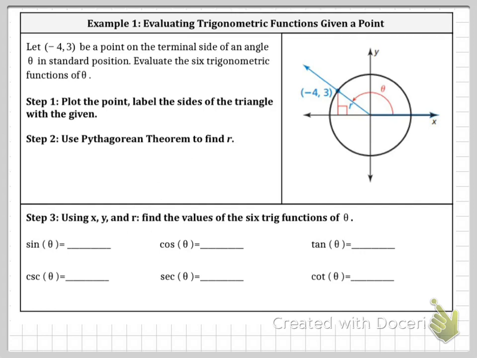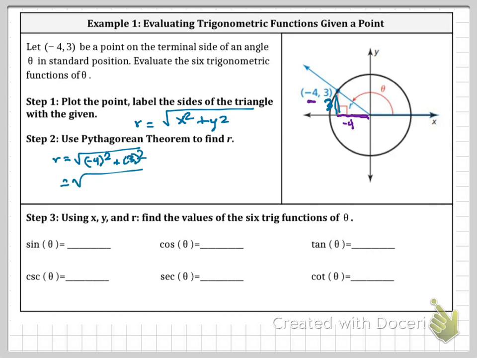Thinking about negative 4, negative 4 is our x, and that is this leg right here. Therefore, 3 is going to be the height, which is right here. Here is 3. That's our y value. In order to figure out the hypotenuse, or our radius, we're just going to use the formula we used earlier, where r equals the square root of x squared plus y squared. So r equals the square root of negative 4 squared plus 3 squared. 16 plus 9 equals the square root of 25. Therefore, the radius is 5. So we could go ahead and label that. I'm going to label this as 5 here.